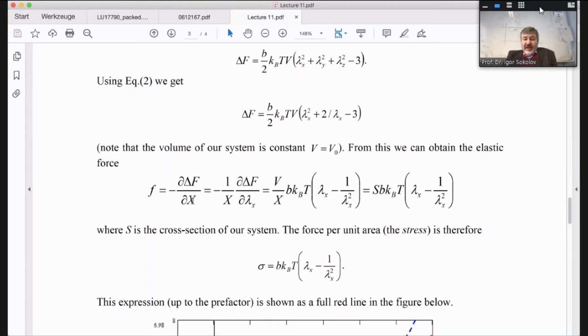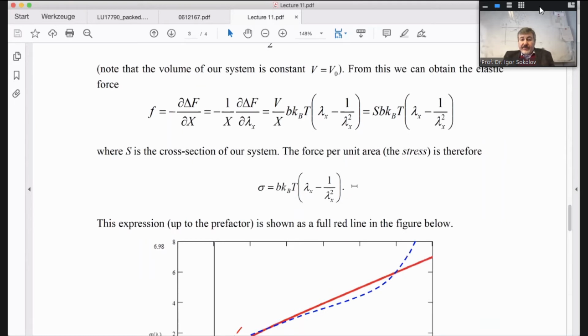So what I do, I write dx as x d lambda x. X is the length of your system, and lambda is relative elongation, delta x divided by x. So this dx change in the length is exactly this. Now, this guy had a volume in front, and volume divided by x is the cross-section area at the corresponding elongation, essentially. And then I simply differentiate this guy with respect to lambda, and this is what I get.